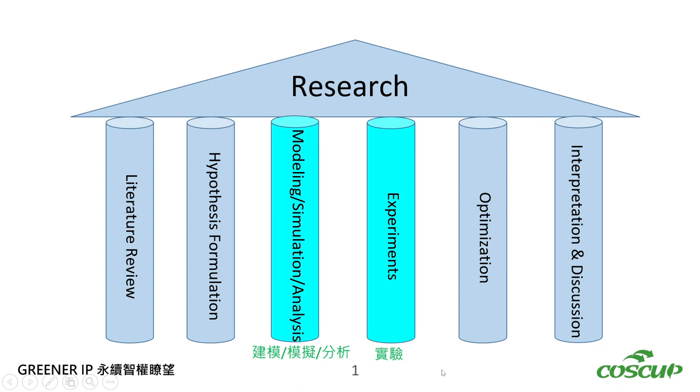And the middle two pillars here: one is modeling, simulation, and analysis. The other one is experiments. These two pillars are the main dish in today's discussion. And the other pillar, optimization, you can consider as an iterative process among modeling, simulation, analysis, and experiments. Optimization is very specific to individual research, because you may borrow someone else's modeling, simulation, or experiment to build up your own research, but optimization is very specific to your own research. That is what optimization is.